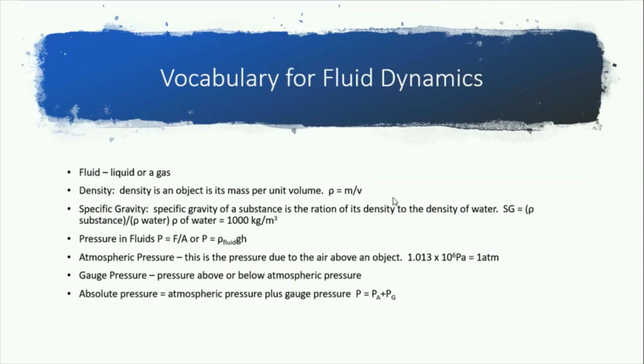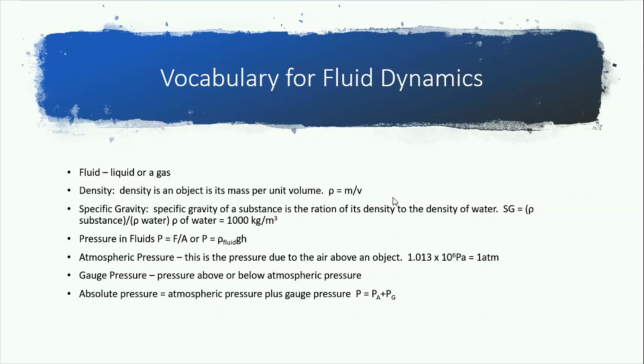Vocabulary, I like to start with this. You'll be getting some new terms as we go. So fluid is basically a liquid or a gas, anything that will move around freely. One of the only things that's not considered a fluid would be a solid. Density, you've talked about before, and I'm sure in chemistry, density is an object's mass per unit volume. It basically tells you how tightly compressed the particles in an object are. So if you're comparing the density of wood to the density of water, the density of water would be higher because those particles are packed closer together.